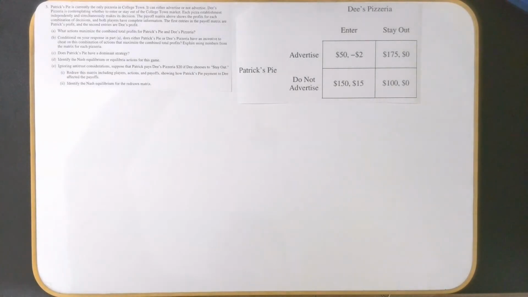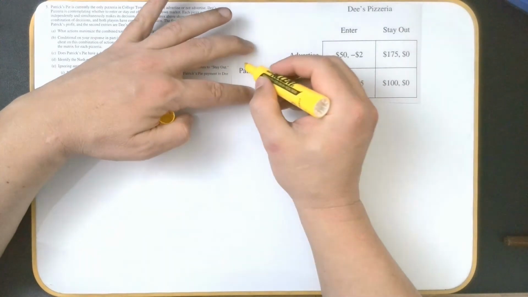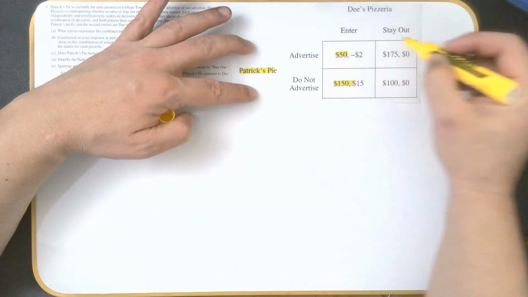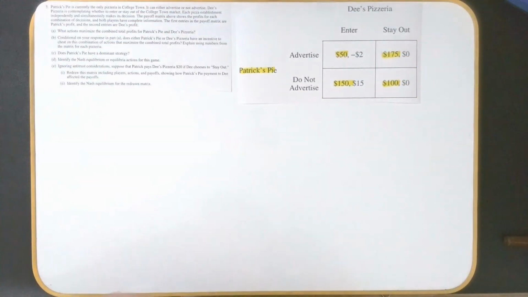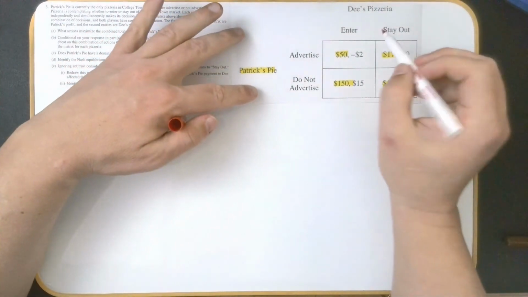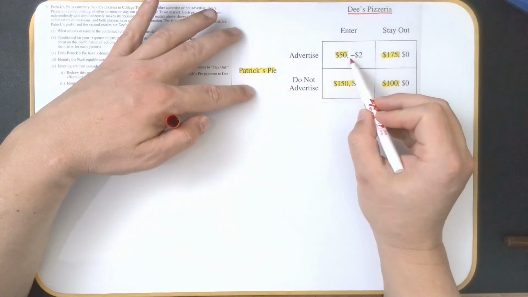Okay, so the first thing we want to do, just to make this thing easier to read, is go through here and highlight the left side. Patrick's Pie is going to be the entries on the left side of the matrix, and it's about whether to advertise or not. And then I'm just going to underline Dee's Pizzeria here in red, and there she's trying to decide whether or not to even enter this market.